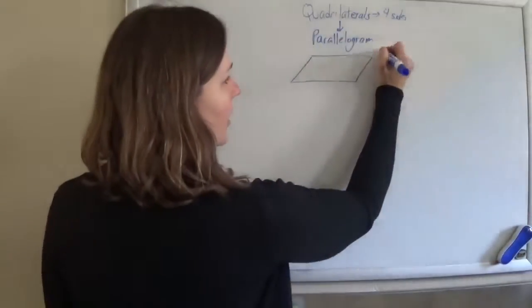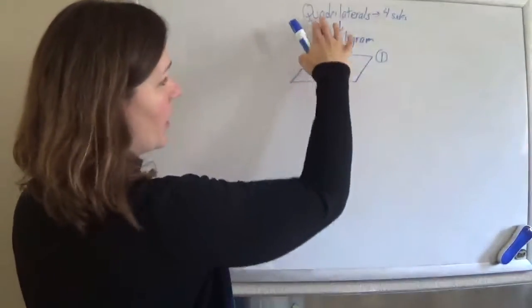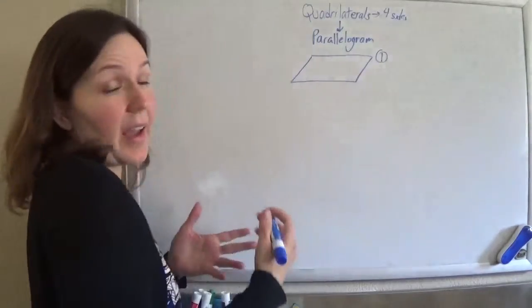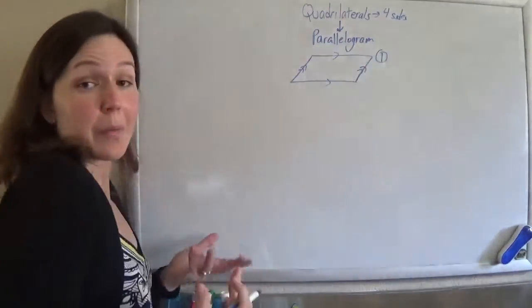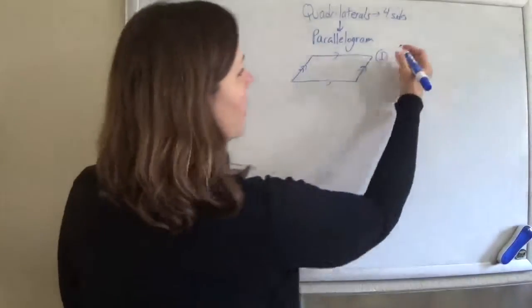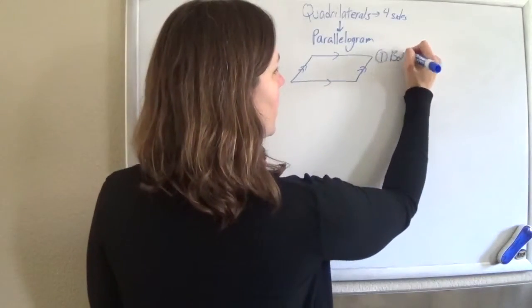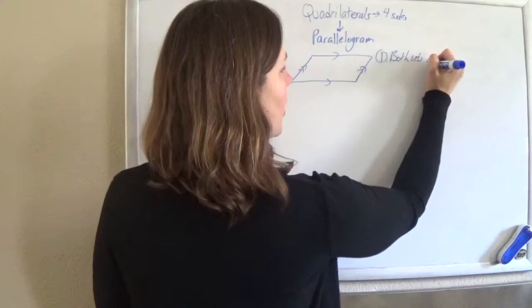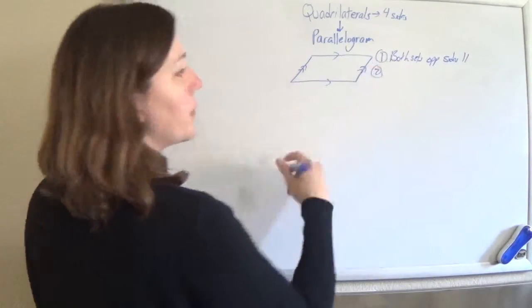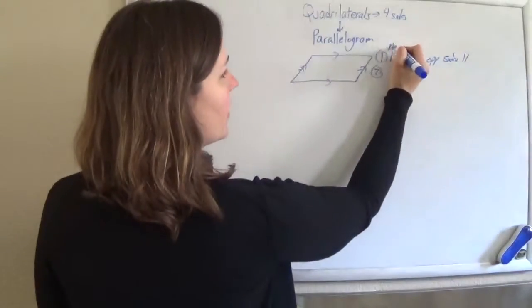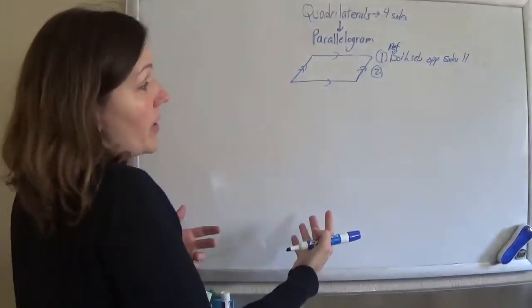So what makes a parallelogram a parallelogram? It's a quadrilateral with 4 sides, and it's special because both sets of opposite sides are parallel, hence the name. So both sets, opposite sides, parallel. And because of that definition, that's our definition, we have a ton of properties that follow from that.